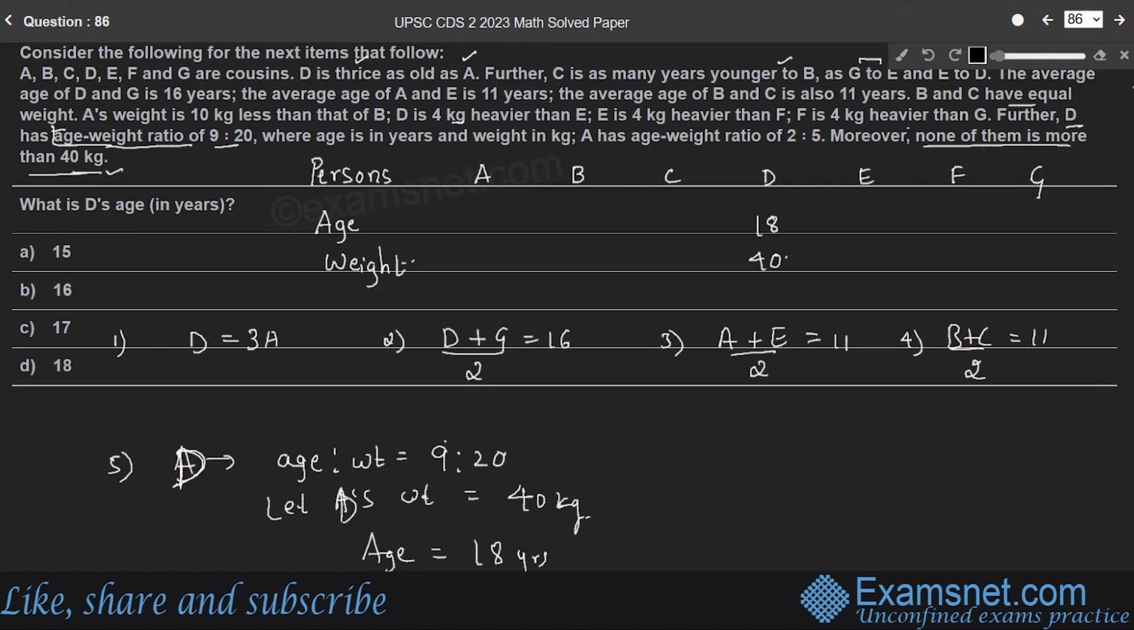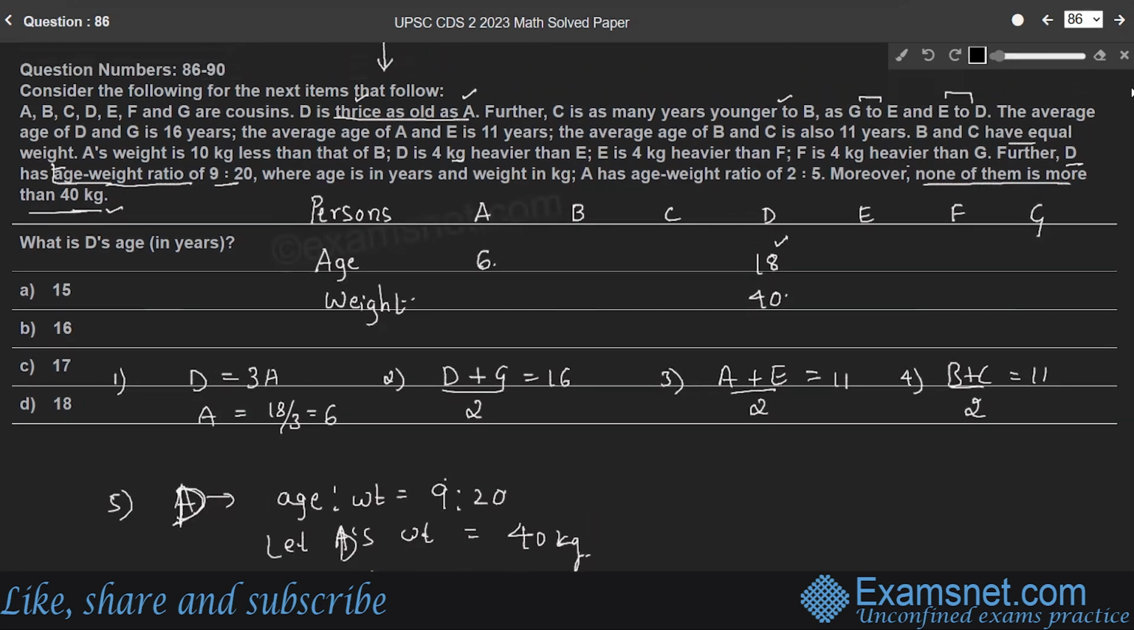So D is thrice as old as A, the first point, right? So D is 3 times A. So if D is 18 years old, A becomes D by 3, 18 by 3. So A becomes 6 years old. A's age is 6 years, right?